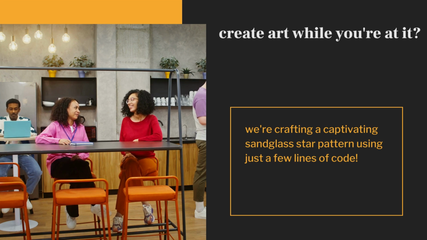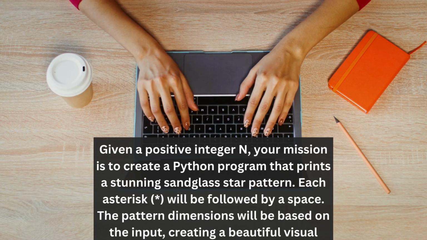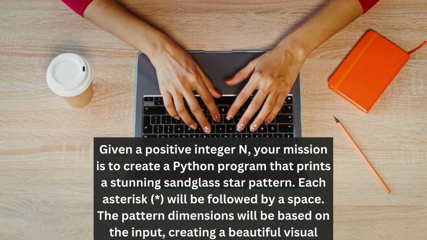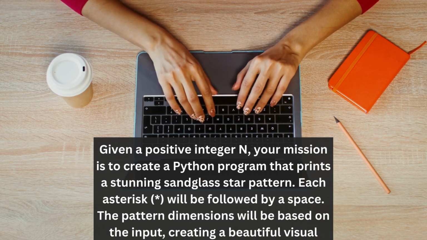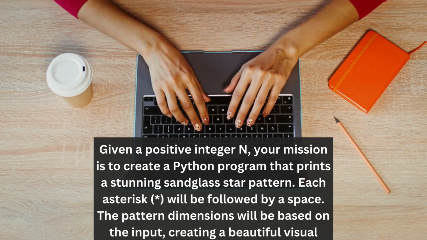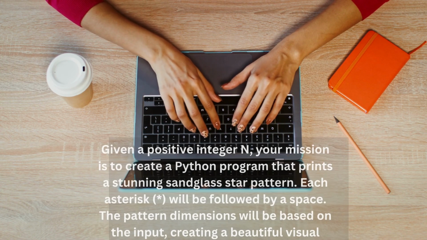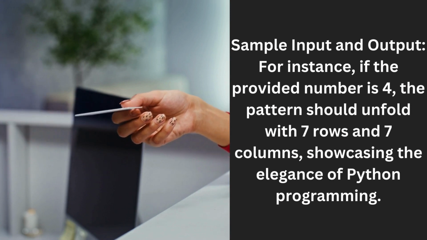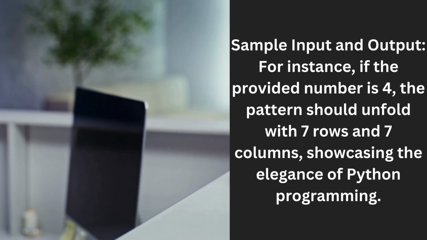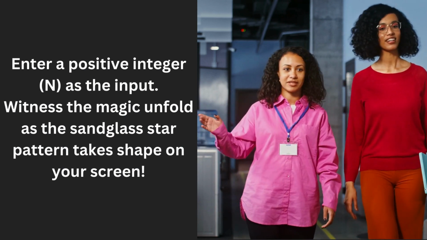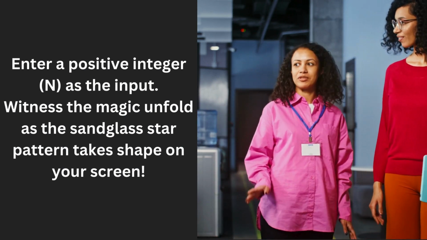of code. Given a positive integer n, your mission is to create a Python program that prints a stunning Sandglass star pattern. Each asterisk will be followed by a space. The pattern dimensions will be based on the input, creating a beautiful visual experience. Sample input and output: for instance, if the provided number is 4, the pattern should unfold with 7 rows and 7 columns, showcasing the elegance of Python programming.